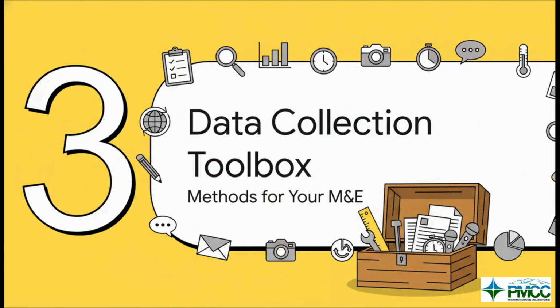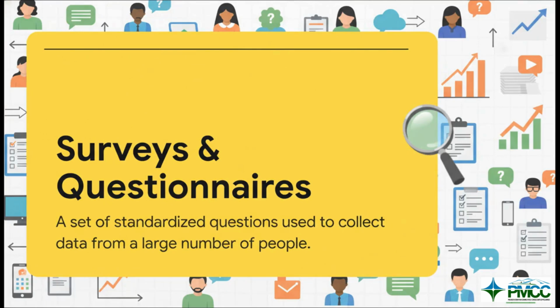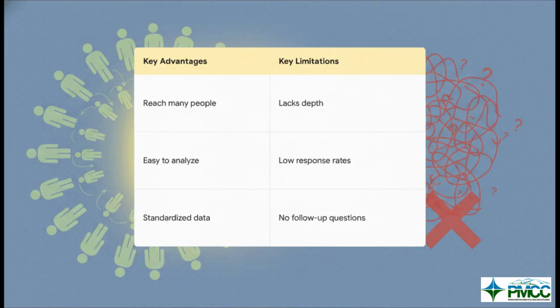All right, so we've got our types of data down. Now let's open up the M&E toolbox and look at the actual tools you'll be using to collect it. First up, we've got the real workhorse of M&E, surveys and questionnaires. These are pretty much your go-to method when you need to get information from a whole bunch of people in a consistent and comparable way. Now, like any tool, they've got their pros and cons.